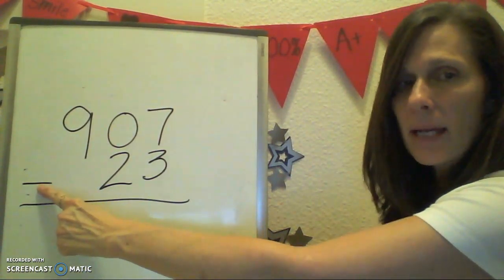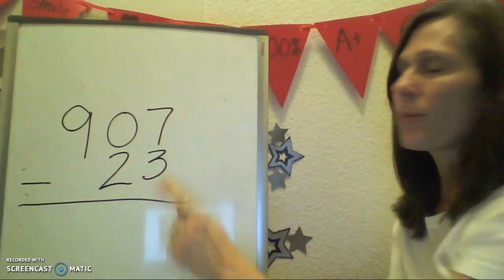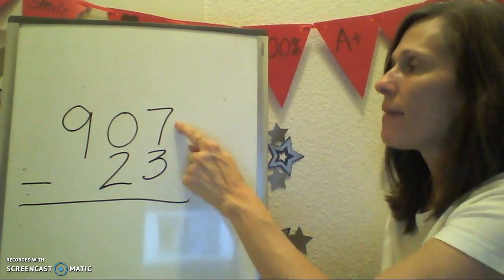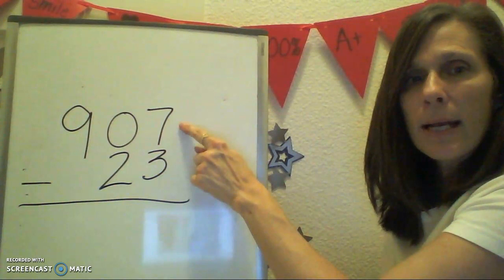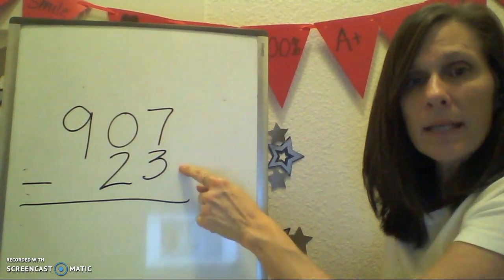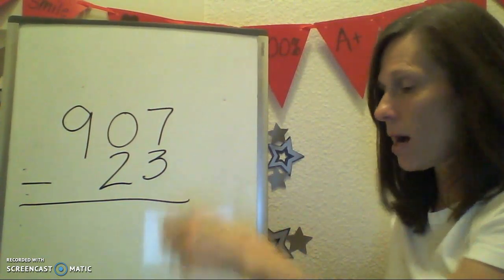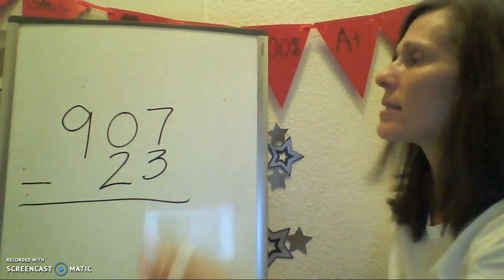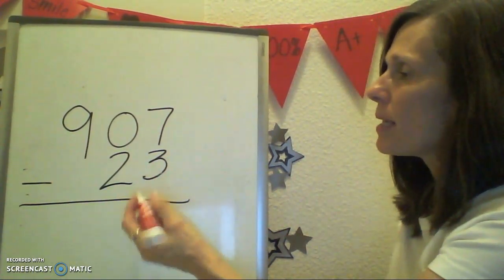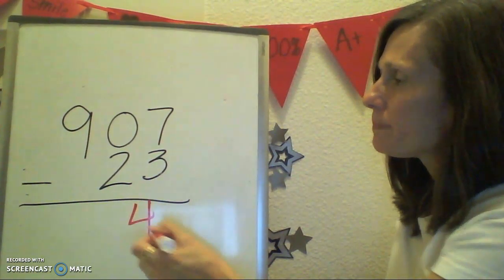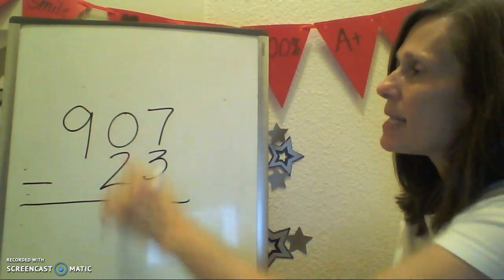I ask myself, can I do it? 7 take away 3. Yes, 7 is bigger than 3, right? If I have 7 cookies, I can give you 3 of them, right? When there's more on the top, no need to stop. So we're just going to keep on subtracting. So 7 take away 3 equals 4. Now I move to my tens place.